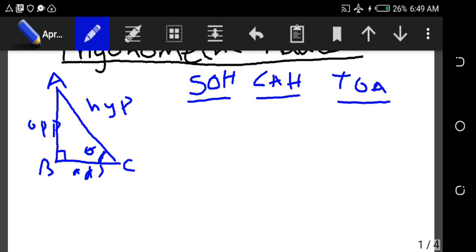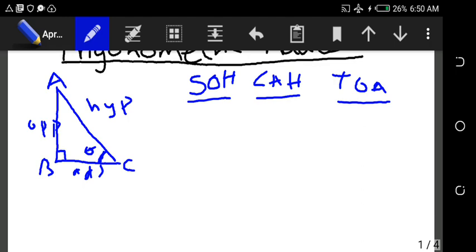All right, that is for this triangle. So what we need to understand or remember is that the side that is facing or that is across the right angle is the hypotenuse. Then the side that is facing directly the angle is the opposite, and then the other side is your adjacent.